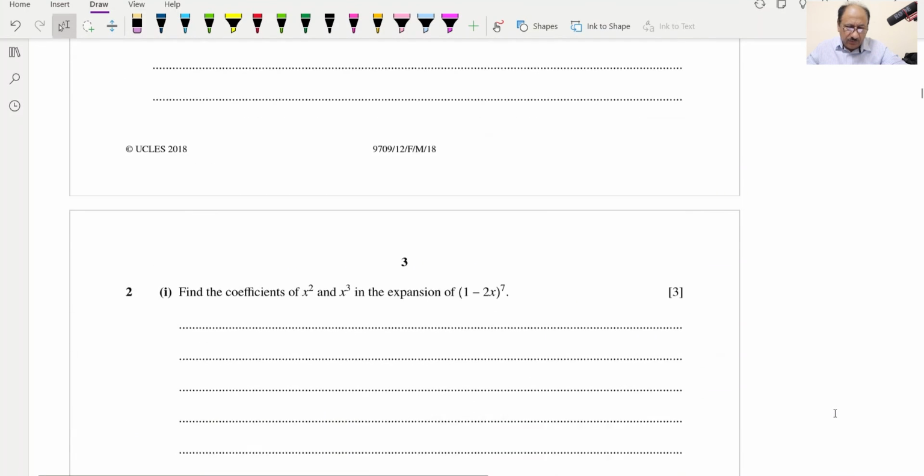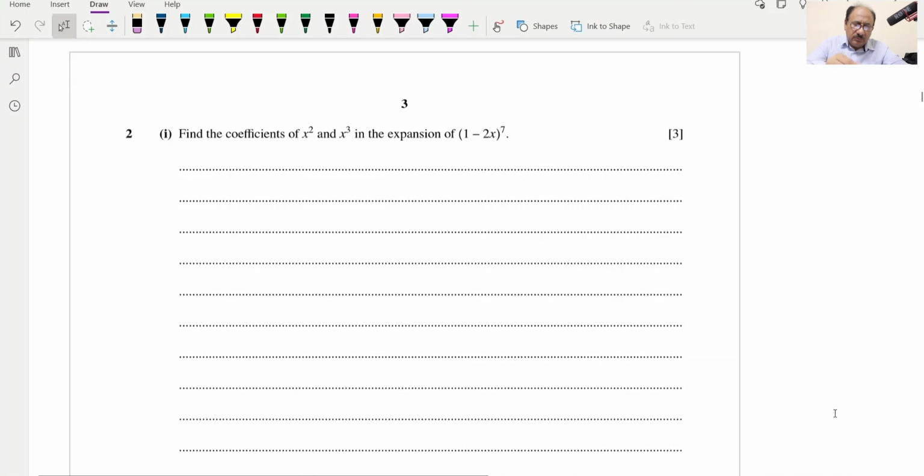and this will be the final equation for the curve. And now question number 2 says find the coefficient of x squared and x cubed in the expansion of (1 minus 2x) raised to the power 7. This is a 3-mark question. One way is to expand the given expression and choose the terms containing x cubed. That will be a little tedious, but you can directly find them.